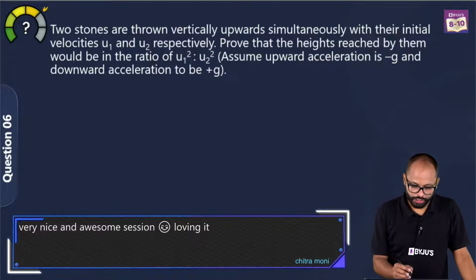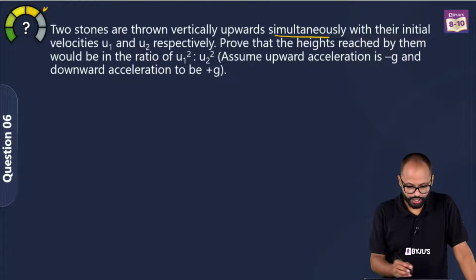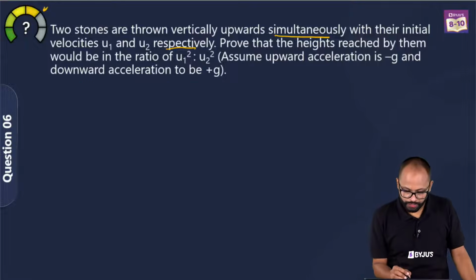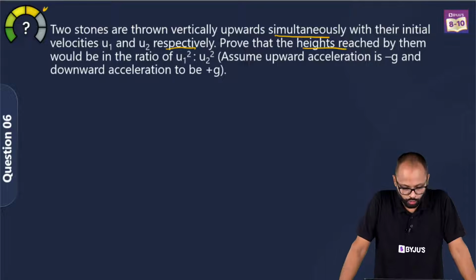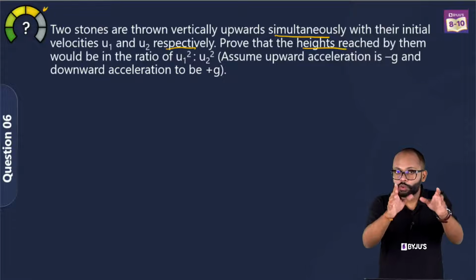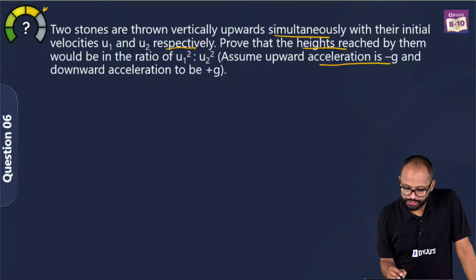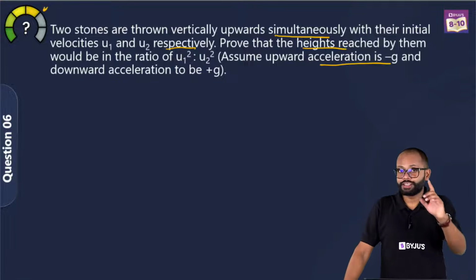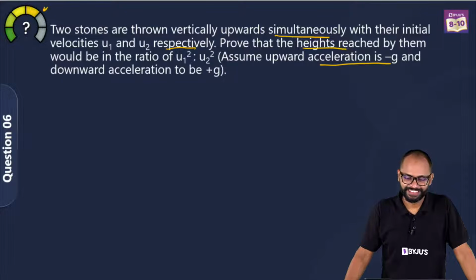All right, guys, come on. Two stones are thrown vertically upwards simultaneously with their initial velocities u1 and u2. Thrown up, right? Prove that the heights reached by them would be in the ratio of u1 square is to u2 square. But the question is also giving you one very important information, that is, assume upward acceleration is minus g and downward acceleration is plus g. It's very important. I'll tell you why. Nice, done. Very good.